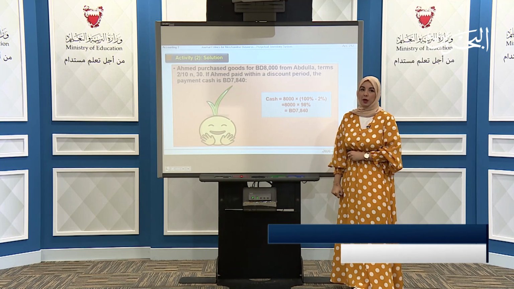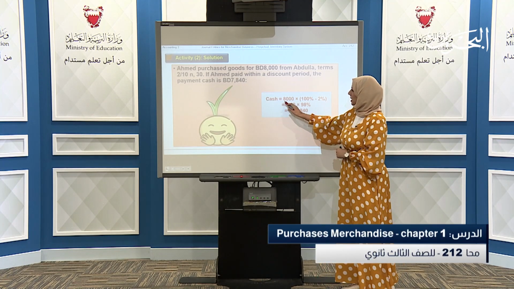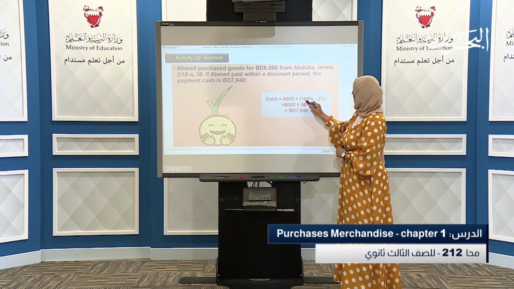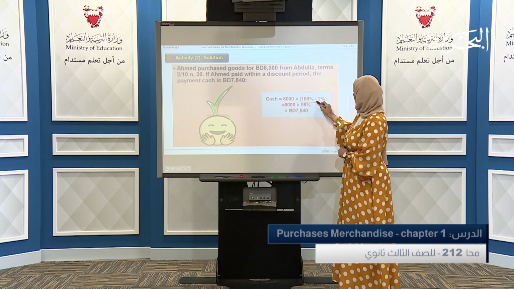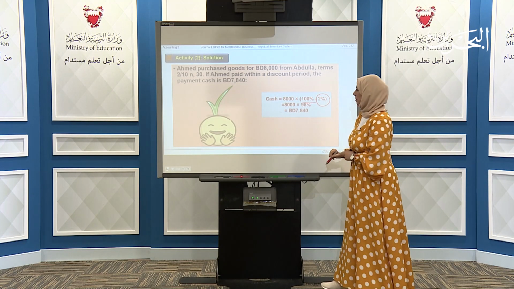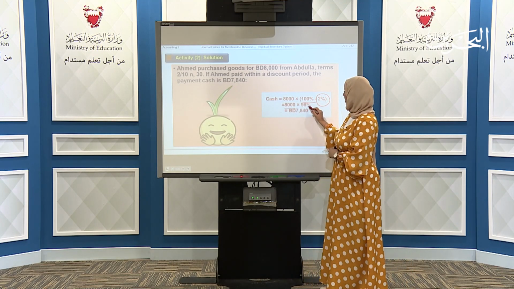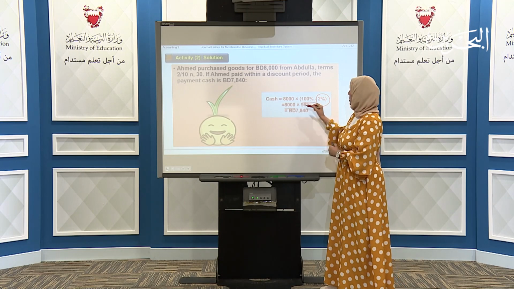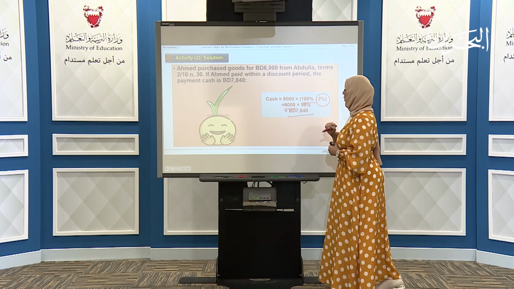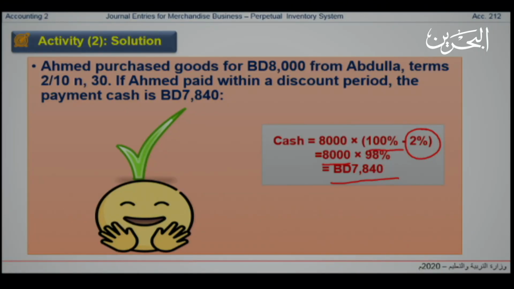Let us check our answer. The cash will be 8,000, the amount of purchase, multiplied by 100% minus the percent of the discount. So it will be 8,000 multiplied by the total percentage, which is 98%, and I will get the total cash, 7,840. So the answer is right.